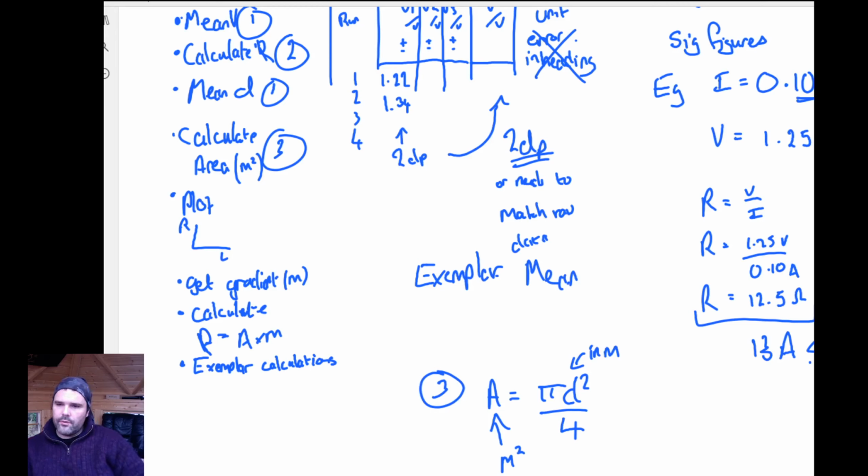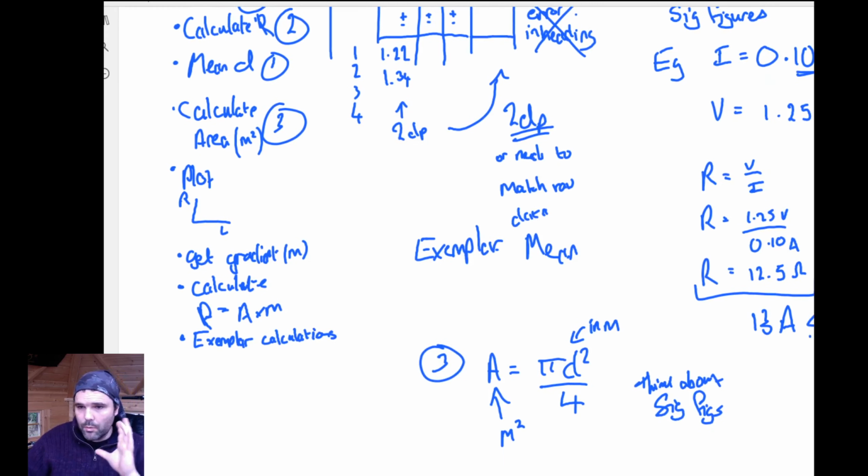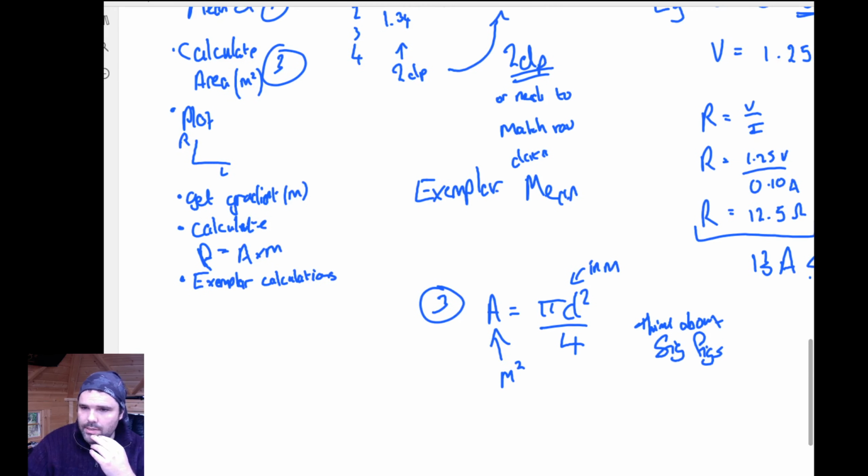Also think about significant figures here as well. Okay, so if your diameters are 2 significant figures, you can only really give your areas to 2 significant figures. So that's all of the data. Now, what you've got there is resistances. So that's a y-axis taken care of. When we calculate the gradient, we've got now a value for A.